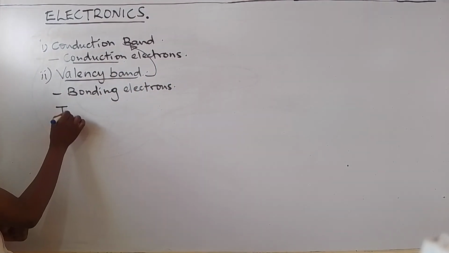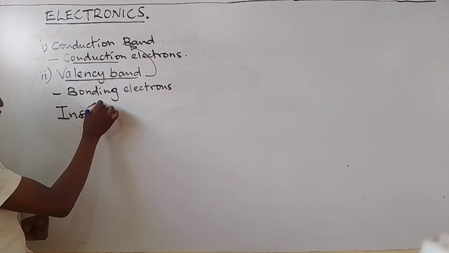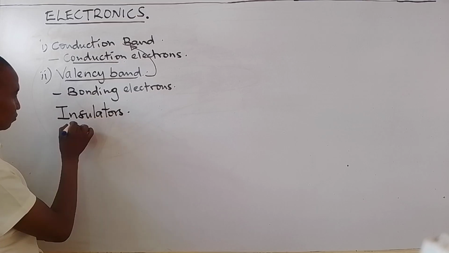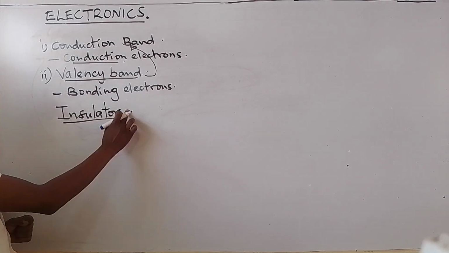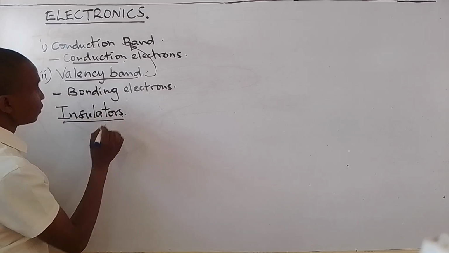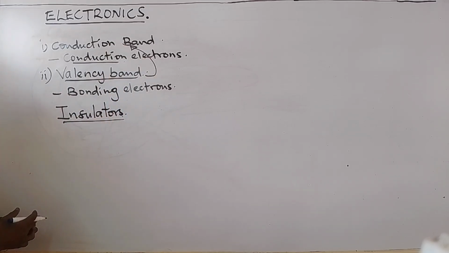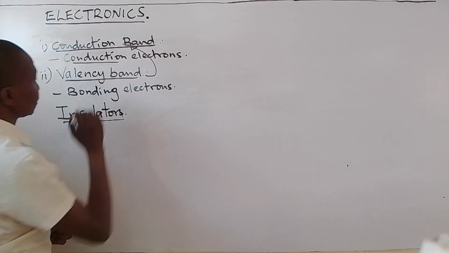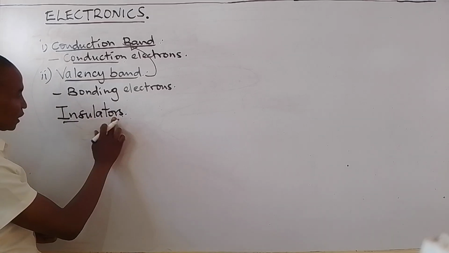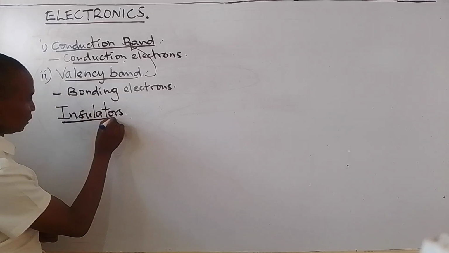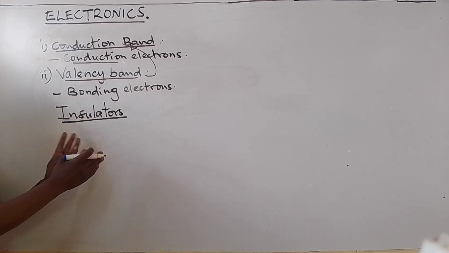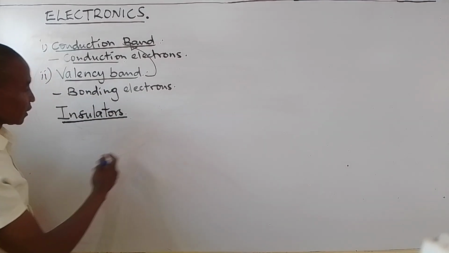I want us to start with the insulators. It's now the energy band theory. We have seen two main bands for electronics, the valence and the conduction band. And those bands, their configuration, is the one which will help us to determine whether a material is an insulator, a good conductor, or a semiconductor.